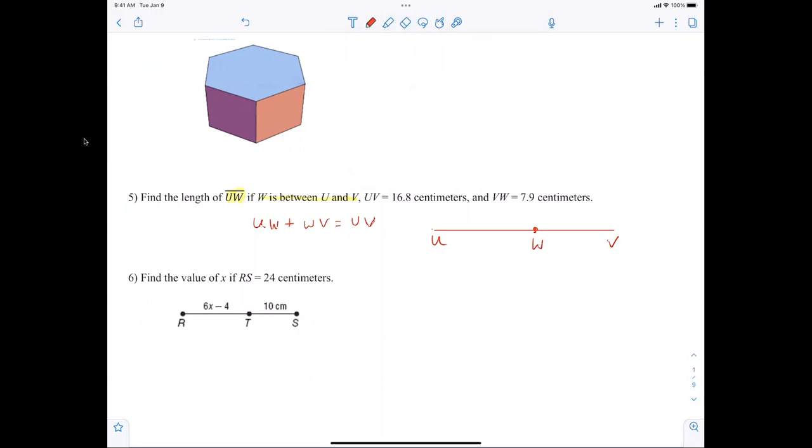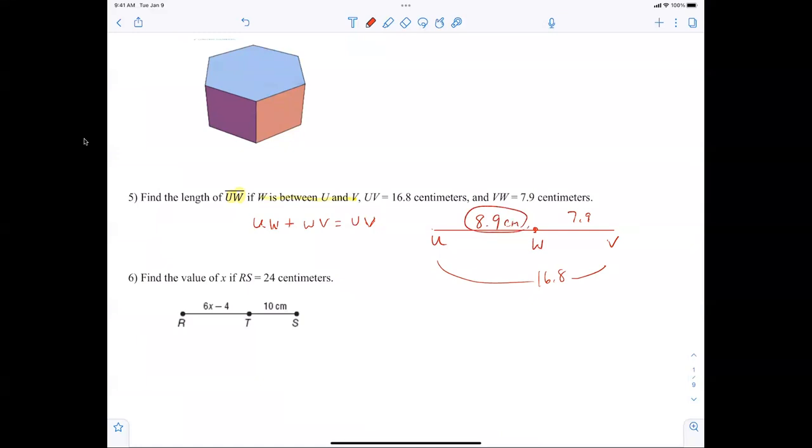And then it's just a matter of writing it out. UV is the whole thing, right? 16.8. And VW is 7.9. So now we just subtract, right? And UW would be what? I think 8.9. Is that good? All right, draw it out.